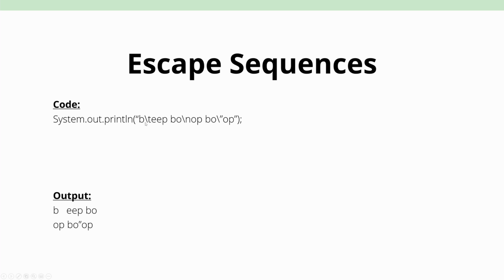We have B backslash T. So backslash T is a tab. So we have B, we have some sequence of characters right here. Eep space bo backslash N. So backslash N is a new line. Op space bo backslash quotation. So that's just a quotation mark. And we print out op.